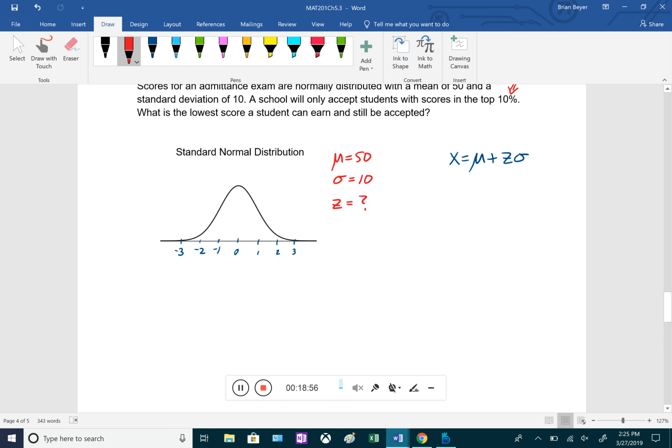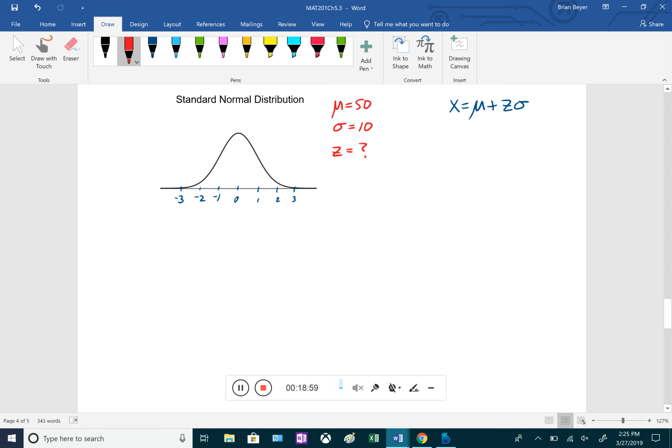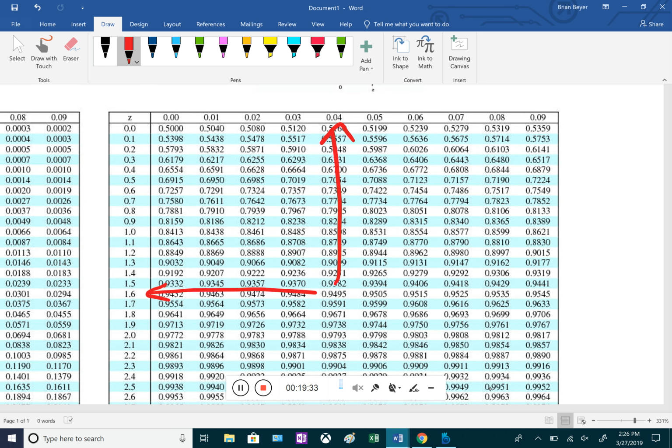So we're looking for the z-score, say it's somewhere over here maybe, such that 0.1 of the area is to its right. In order to find that z-score, we have to find the area to the left, which is 1 minus 0.1, which is 0.9. So we can use the table. The area to the left is 0.9, and we're trying to find the z-score that corresponds to that.